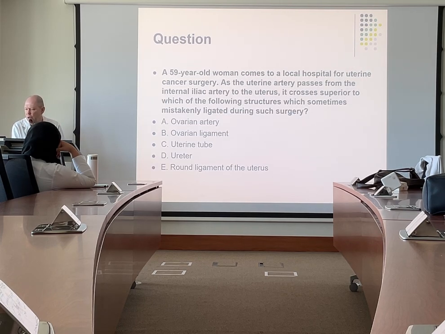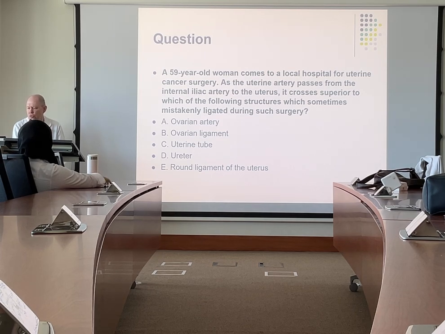A 59-year-old woman comes to the local hospital for uterine cancer surgery. As the uterine artery passes from the internal iliac artery to the uterus, it crosses superior to which of the following structures, which is sometimes mistakenly ligated during such a surgery? Correct. Very true. Now, could you tell me which surgery we are talking about? Hysterectomy. Very true. Now, the ureter and uterine artery both are sitting very close inside of which ligament of the uterus?